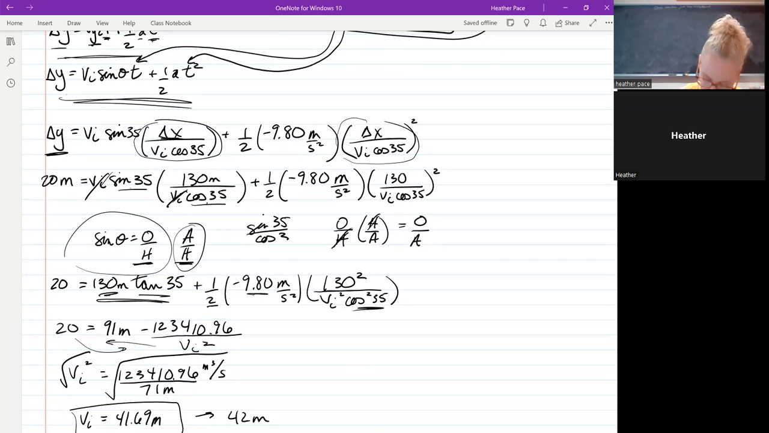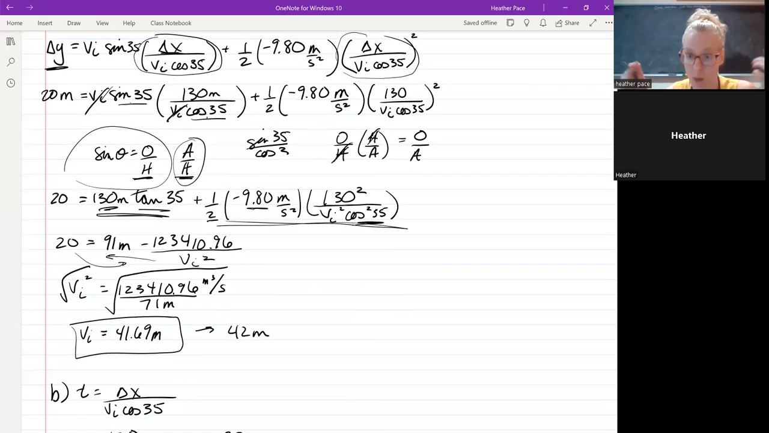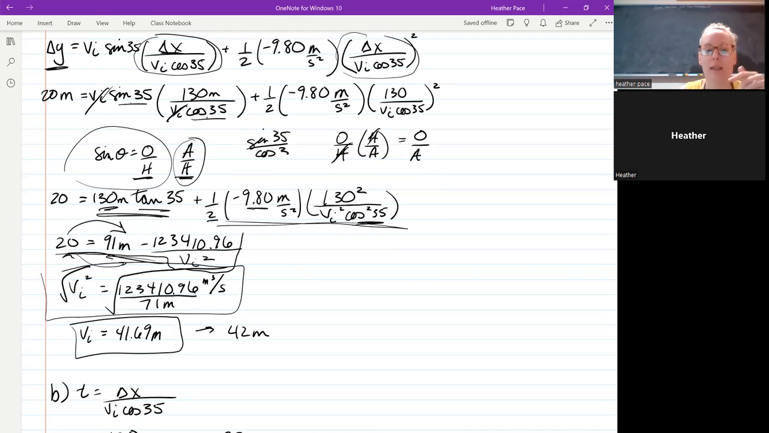And then this is just a bunch of numbers except for the VI squared, and we want to solve for the VI squared. So if we plug these numbers into our calculator, what we get is this right here. We want to solve for VI, so we're going to shove VI over here, and the 20 over here, and what we end up with is this. Take the square root of VI squared, you get VI. Take the square root of that number, and what you end up with is something that looks like 41.69 or 42. So our answer for VI is 42.